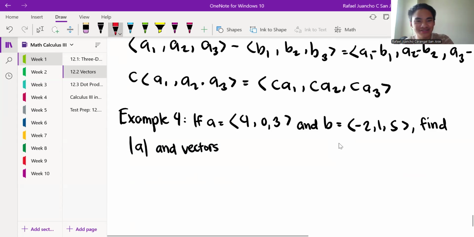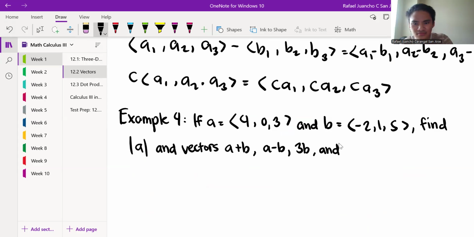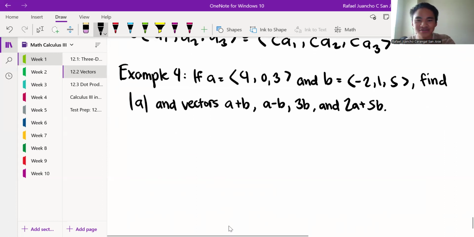I think this is funny because this is just basically this. Or I'm not sure. I think it's just that though. But we'll see, we'll see. And vectors a plus b. Yeah, see? I'm new to this. 3b and 2a plus 5b. Oh, so it is different. Oh, lol. Because I forgot.